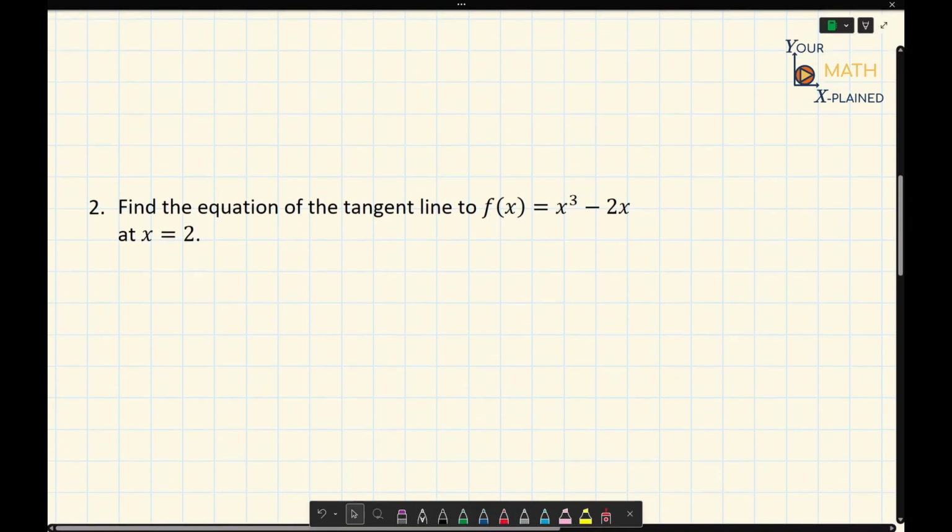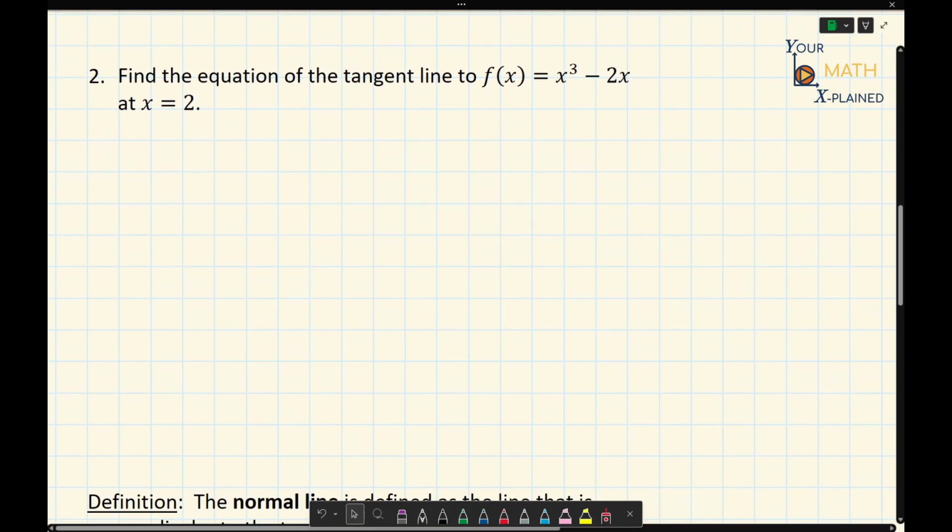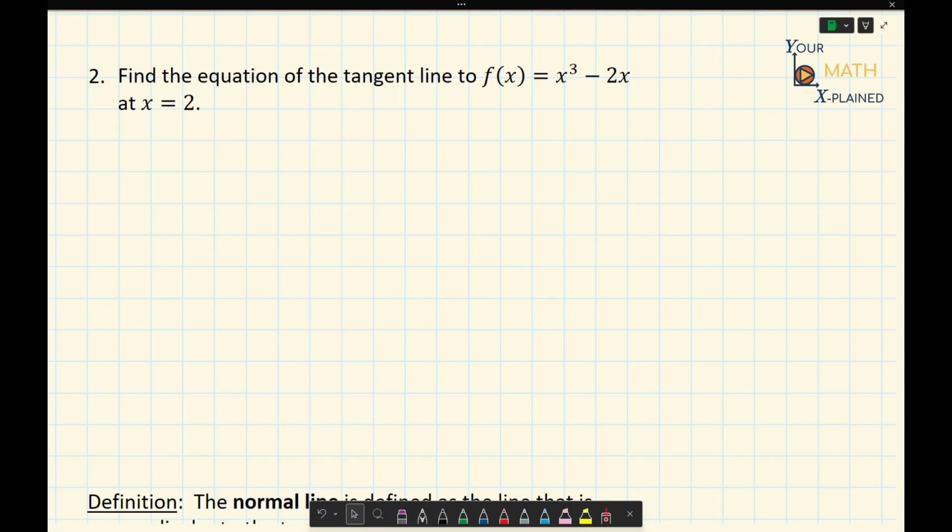Now for our next example, we're asked to find the equation of the tangent line to our function f of x at x is equal to 2. Now that we started to learn all these tricks for differentiating, it is important that we don't lose sight of what f prime of x actually gives us. We should always remember that it represents the slope of the tangent line to a curve at a specific point.